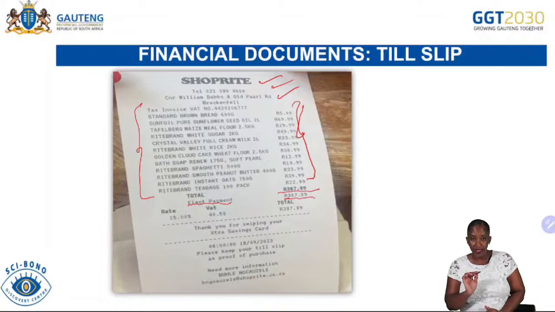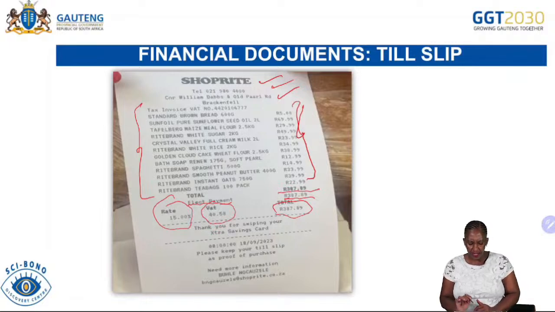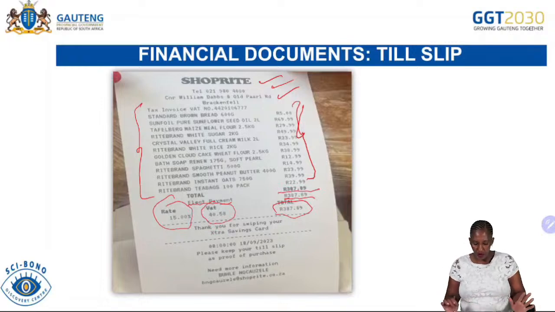The rate, remember what I said about VAT, the tax, here it is, which is 15%, and then how much is that VAT in rands? It was 40 rand and 58 cents, and then the total amount there is 387 rand 89 cent, and this amount is VAT inclusive. And then they say, because now you are a member of Extra Savings, thank you for swiping, and then at what time you purchased, and the date that you purchased the items, and then it says please keep your till slip as proof of purchase.